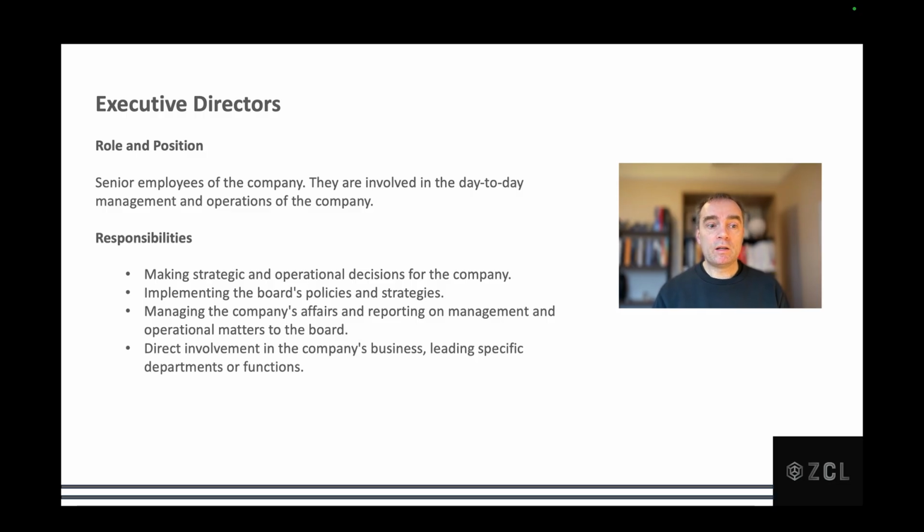And so they are directly involved and they lead specific departments or functions. So there's the CEO, the managing director, who has overall responsibility, but there will be a CTO quite often, which is responsible for the technology development. There could be a COO who is operational and perhaps handles the supply chain. And there might be different roles there, but basically what they have is an operational role on a day-to-day basis in managing the business.